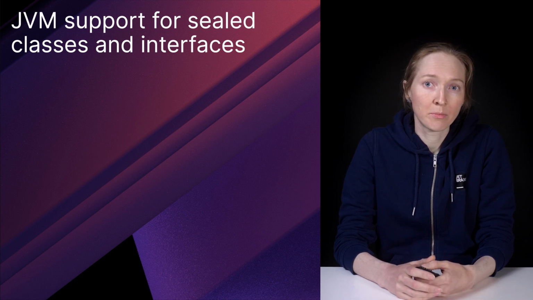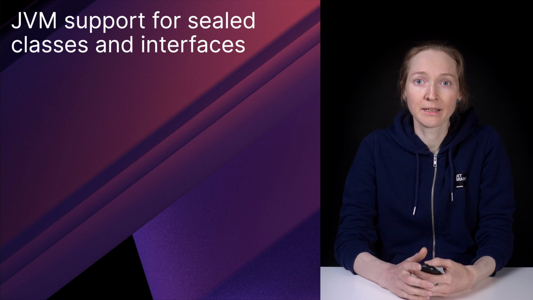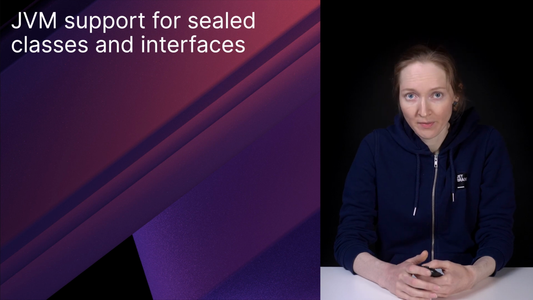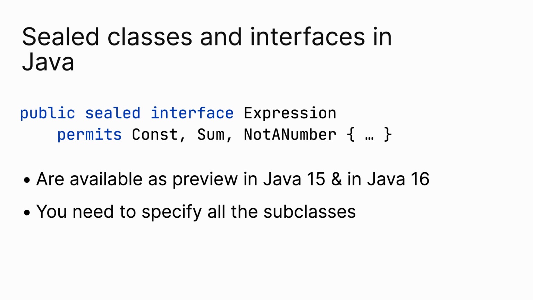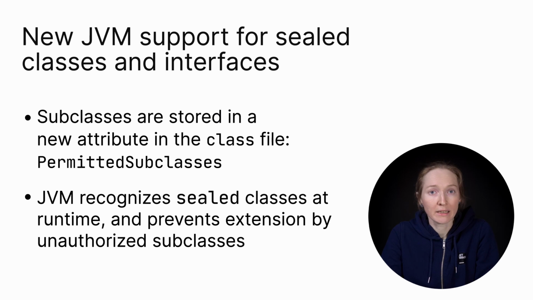Let's talk about support for sealed classes and interfaces in the latest JVM versions and how Kotlin is going to make use of it. Sealed classes are supported in Java 15 and 16 on JVM as a preview feature. In Java, you explicitly list all the subclasses of the given sealed class or interface after the permits keyword. JVM recognizes sealed classes at runtime. Permitted subclasses of a given class are stored in a new attribute in the class file. The name of this attribute can still be changed.